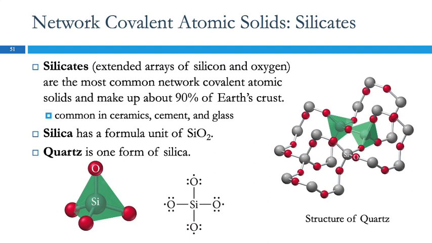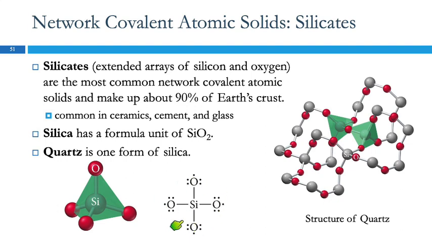Another type of network covalent atomic solid is silicates. So silicates are arrays of silicon and oxygen. And so silica has the formula unit SiO2. So someone yesterday asked, well, how is SiO2 a covalent atomic solid when H2O is molecular? Isn't that just a molecule? It's an excellent question.